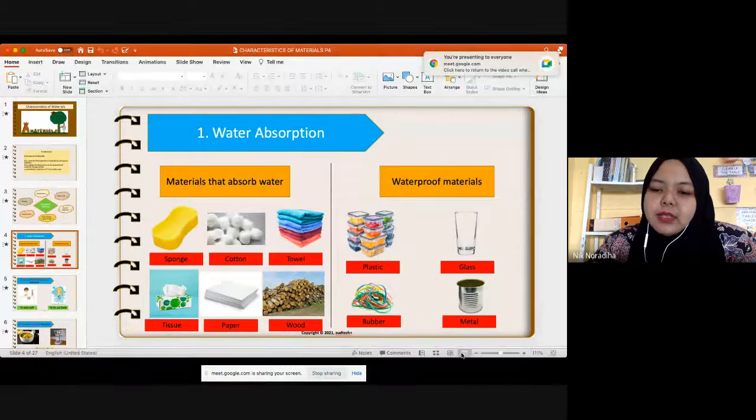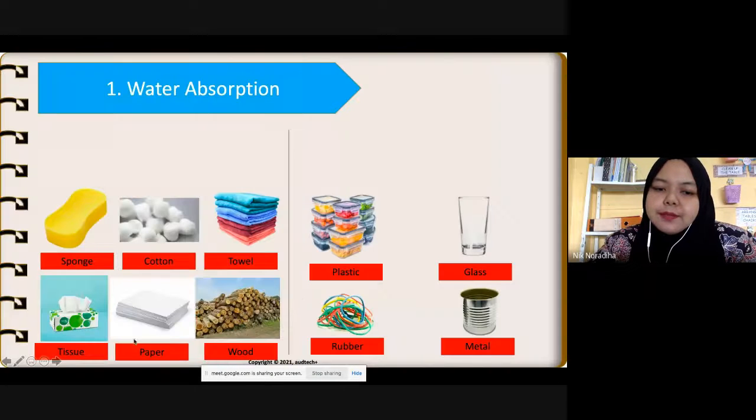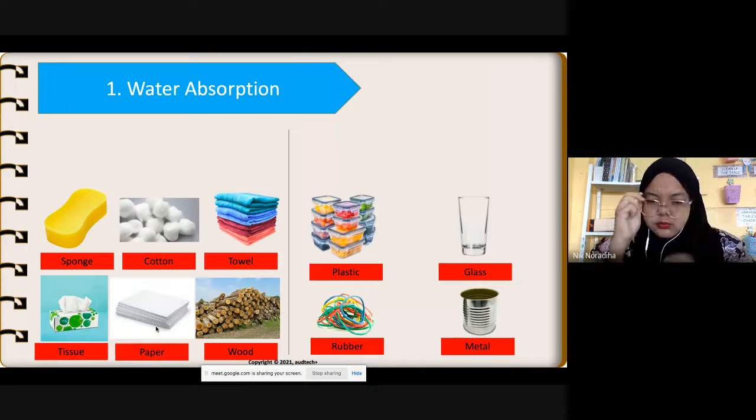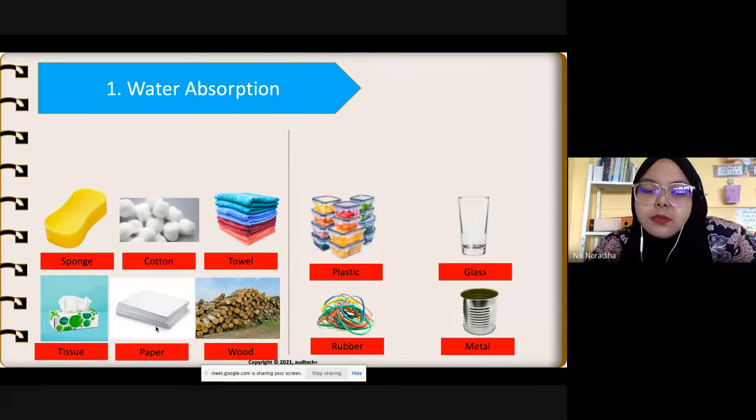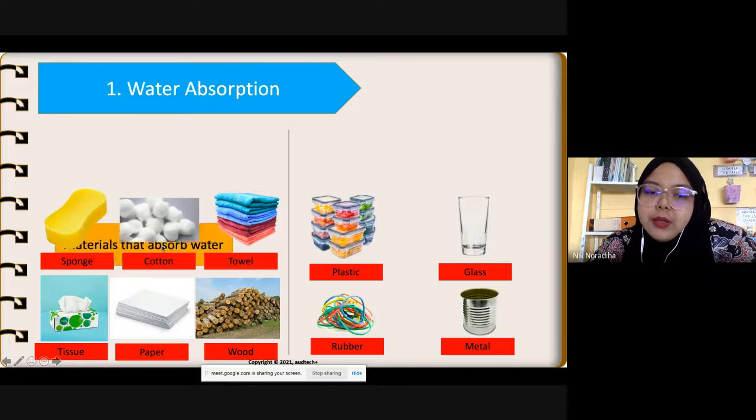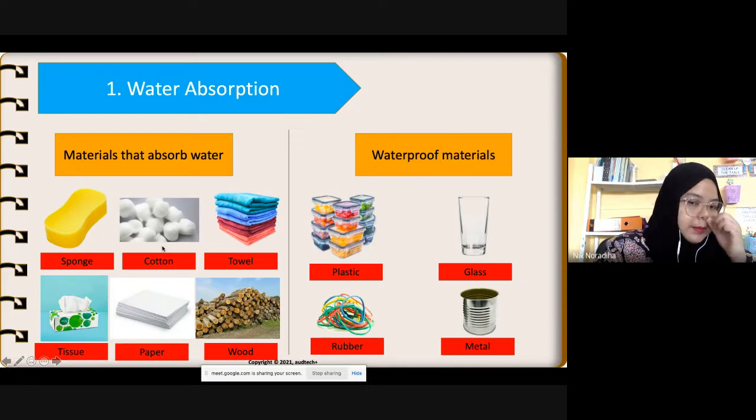After tissue, what do we have here? Paper, and the last one, wood. Okay, so these are examples of materials that can absorb water.